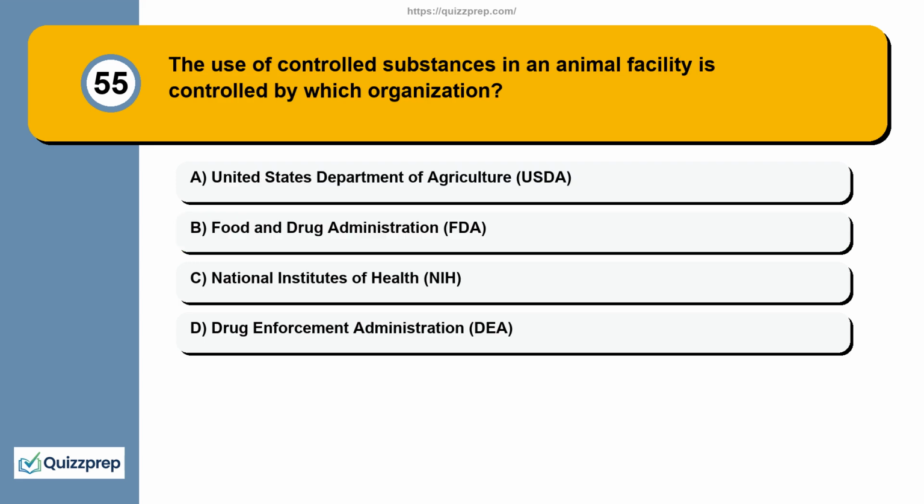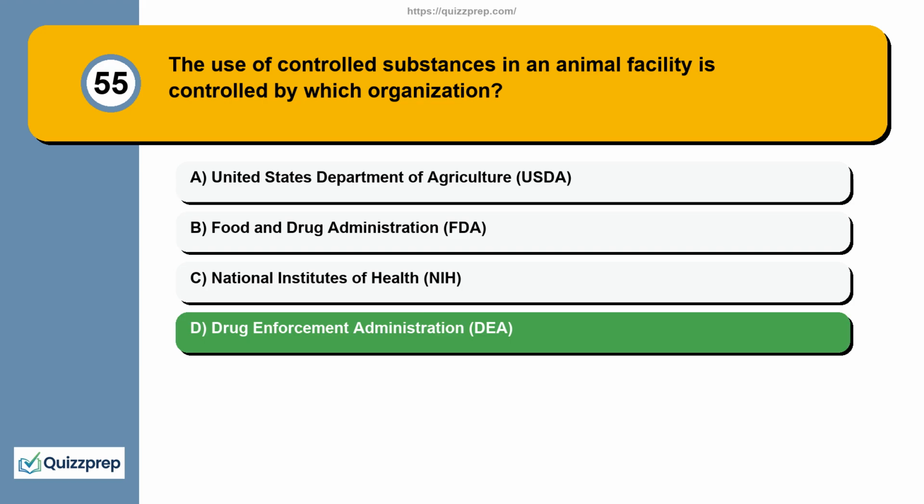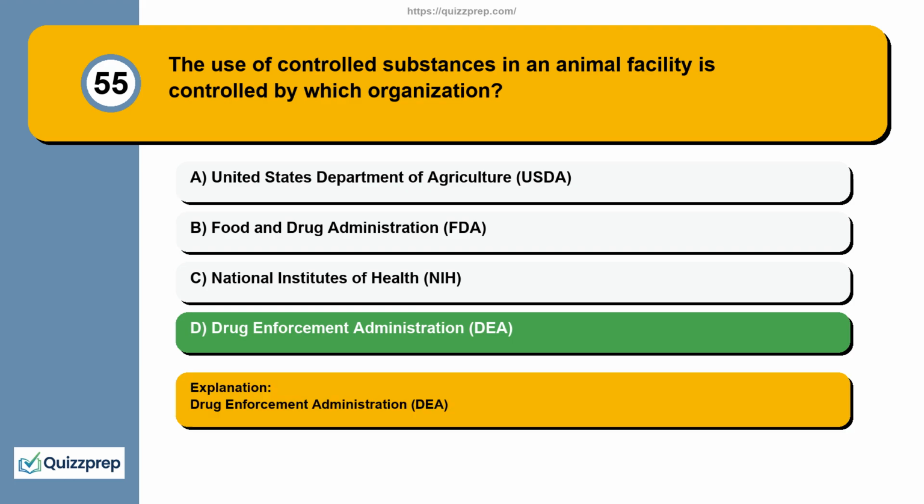Question 55. The use of controlled substances in an animal facility is controlled by which organization? Option A. United States Department of Agriculture, USDA. Option B. Food and Drug Administration, FDA. Option C. National Institutes of Health, NIH. Option D. Drug Enforcement Administration, DEA. The correct answer is option D. Drug Enforcement Administration, DEA.